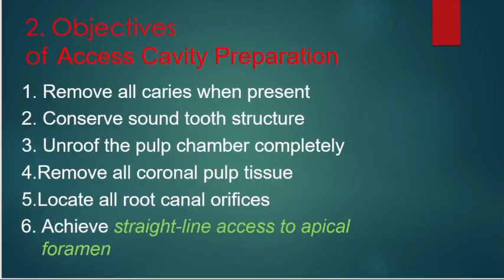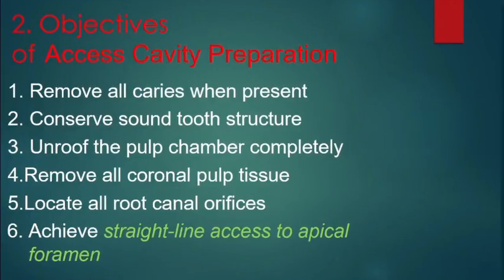Point number 5, locating all root canal orifices, is very clear, I believe, as leaving any canal untreated will jeopardize the success of the root canal treatment. Lastly is to achieve a straight line access to the apical foramen. This is the most critical aspect of the access cavity preparation.